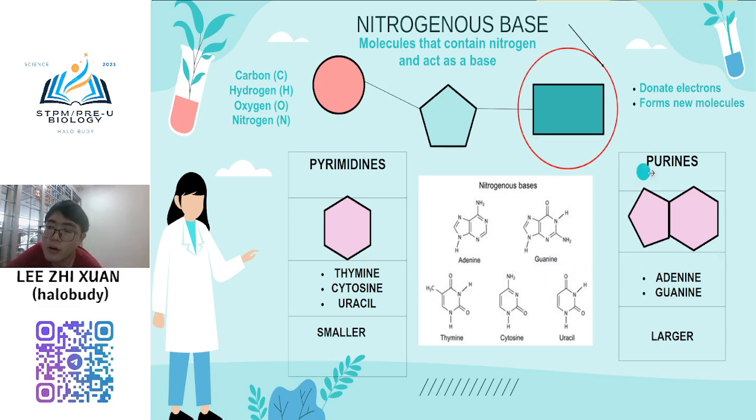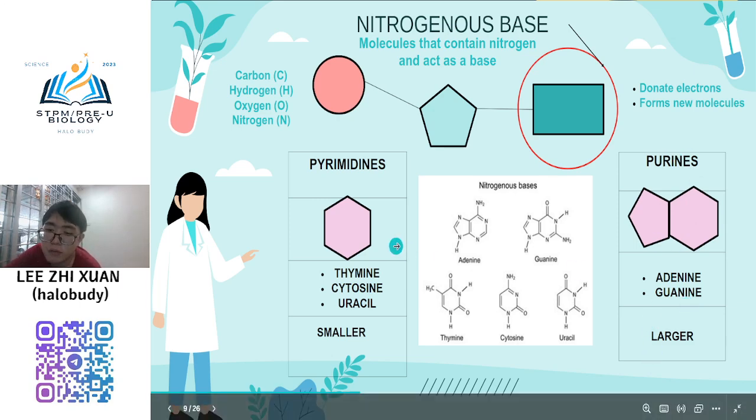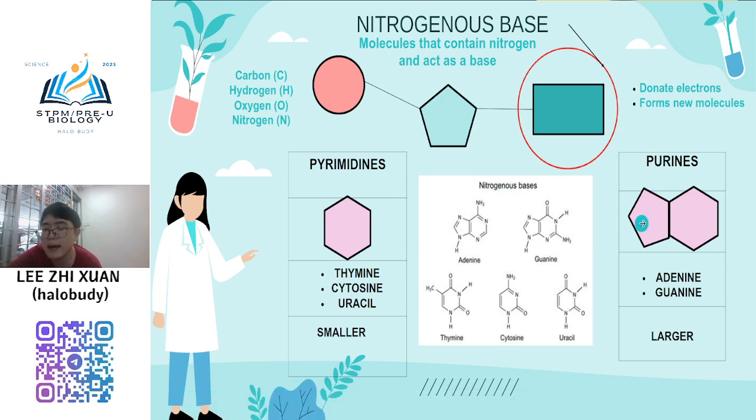So this is the 5 nitrogenous bases. As you know, there are 5 nitrogenous bases. For pyrimidine, there are 3: thymine, cytosine, and uracil. And for purine, there are 2: adenine and guanine. So this one you need to remember, which one is under purine, which one is under pyrimidine. Yeah, you need to know.